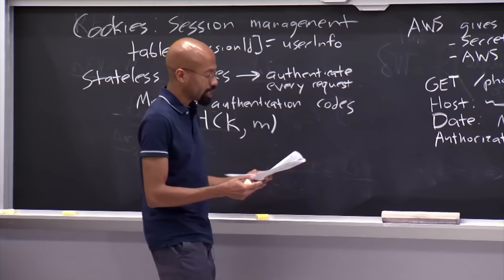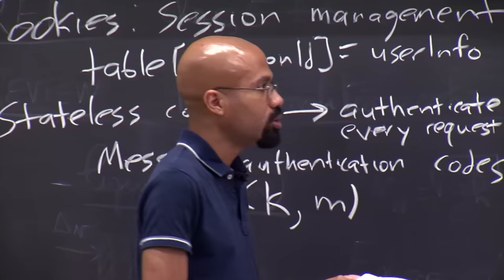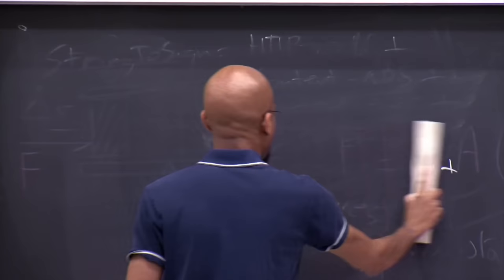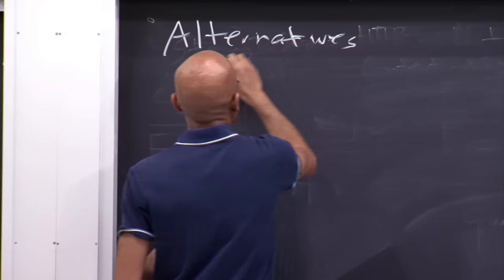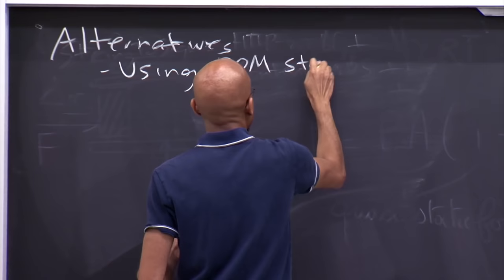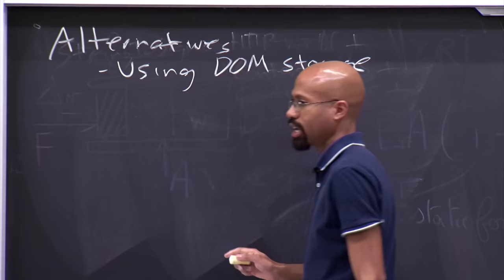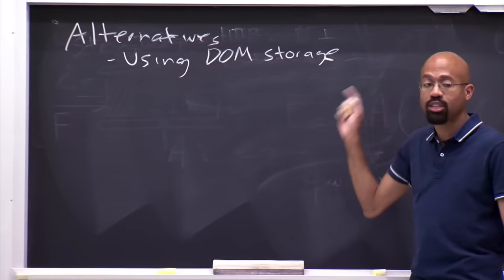And so there's also a couple other things that you can use if you want to avoid traditional cookies for implementing authentication. So one thing you can imagine doing is actually using DOM storage to hold client-side authentication information. This says alternatives, in case you can't read that. So one thing you can do is use DOM storage to hold some of that session state that you would ordinarily put inside of a cookie.